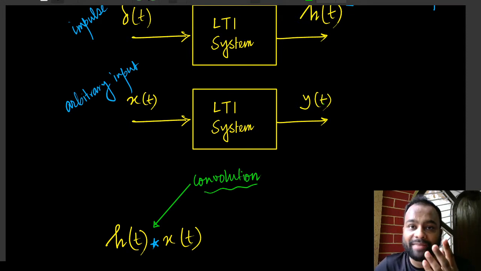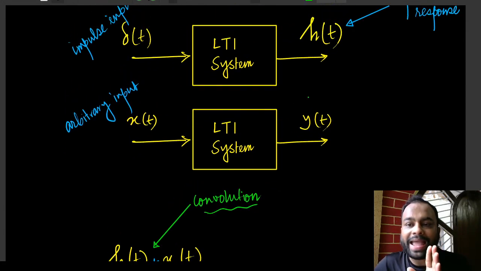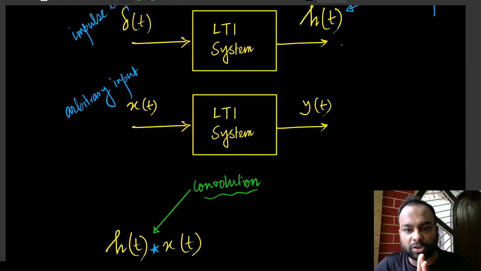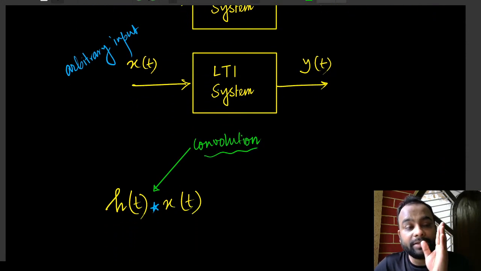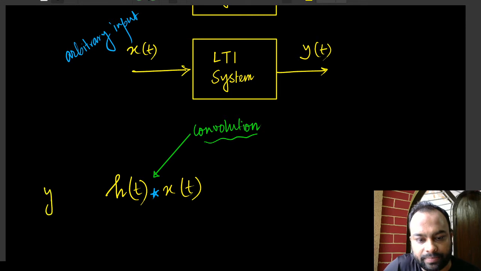Or if we don't have the physical system, we don't actually need it, as long as it is linear time invariant and I have complete knowledge of the impulse response. By having complete knowledge of the impulse response of the system, without having the system present with us, we can perfectly calculate the response of the system to any arbitrary input by doing this mathematical operation known as convolution.